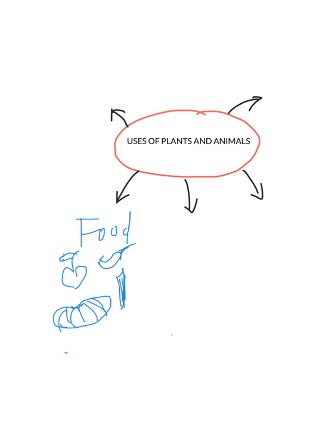We get eggs and we also eat fish that we get from animals. So this is how we get food from animals. Just like food, we have other things that we get from animals and plants, which are clothes.